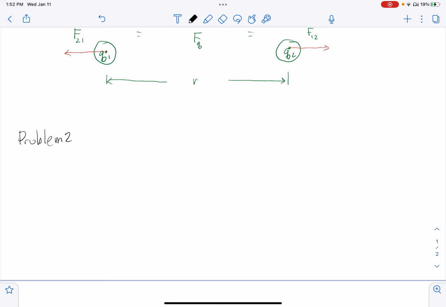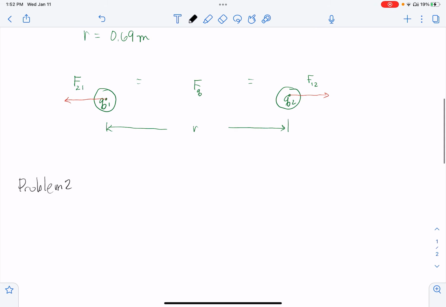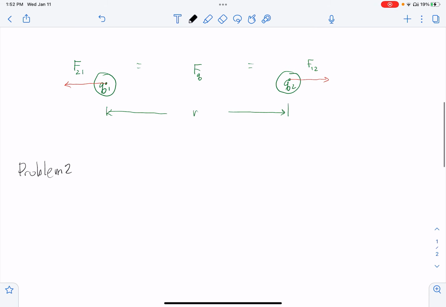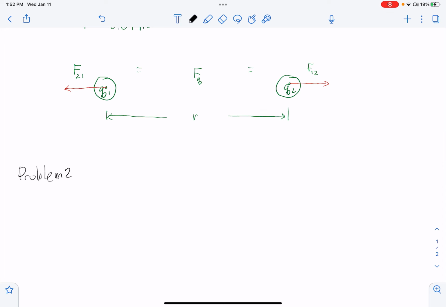All righty, we're looking at problem two. Now we again have these two spheres, so you can see the picture here. And we are going to hold them at a certain distance, and we're going to know the force on them.